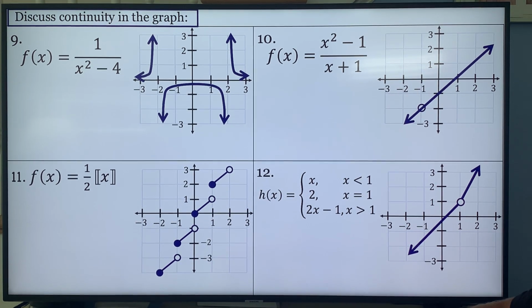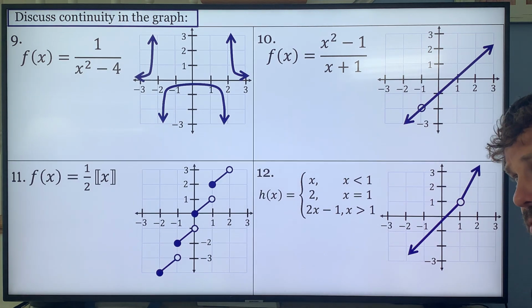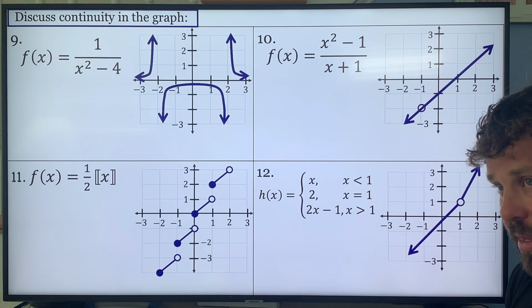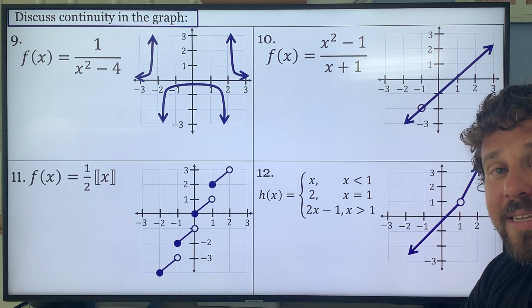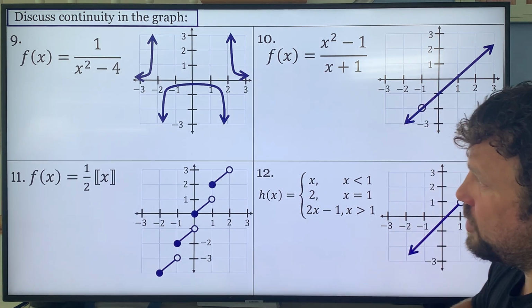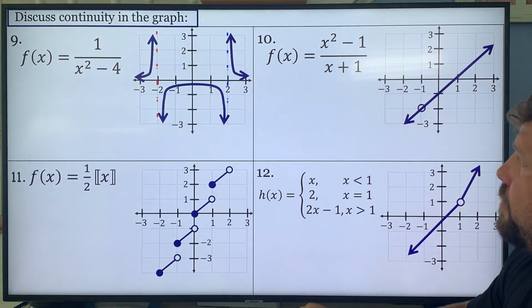Now this switches it up. Now you can discuss the continuity in the graph. So you're no longer going to say where the graph is discontinuous or not continuous. Now you're going to explain where the graph is continuous. So you're going to also use your intervals with the brackets and the parentheses to do so. So, ready? Problem number 9.